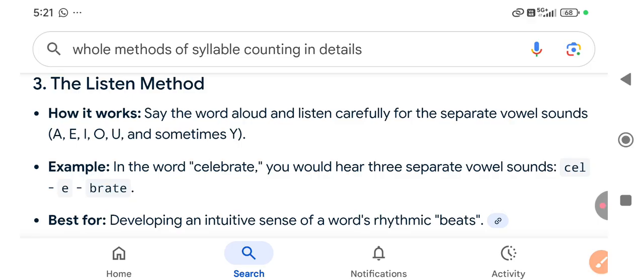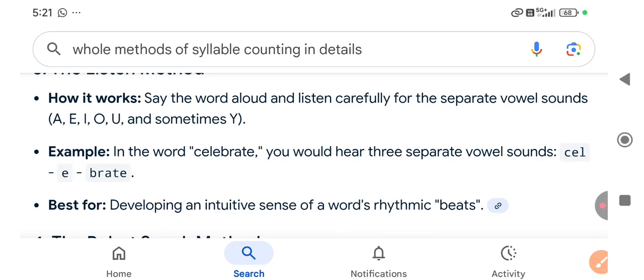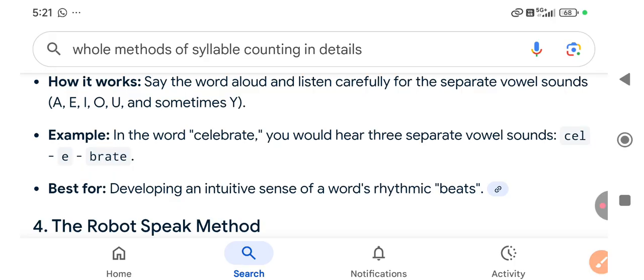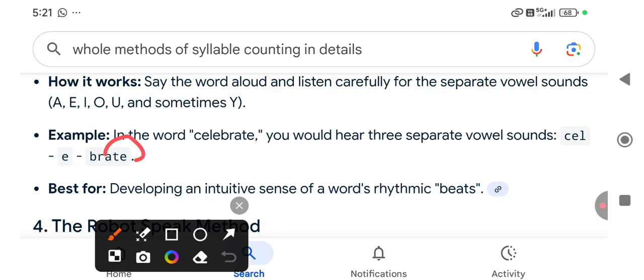separate vowel sounds. So if we say "celebrate", right? Celebrate, celebrate. In the word "celebrate", you would hear three separate vowel sounds. You have to focus on the vowel sounds. Cell, one matra, e, brate, right? So you can think about this vowel also.